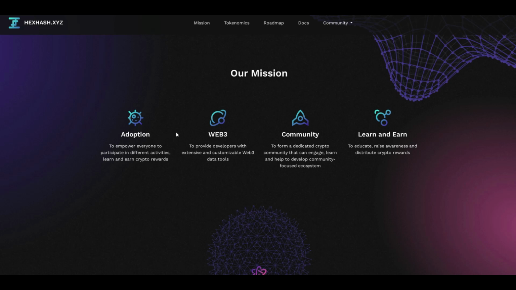Web3 to provide developers with an extensive and customizable Web3 data tools. Community to form a detective crypto community that we engage, learn and help to develop community focus ecosystem. Learn and earn, to educate, raise awareness and distribute crypto rewards.